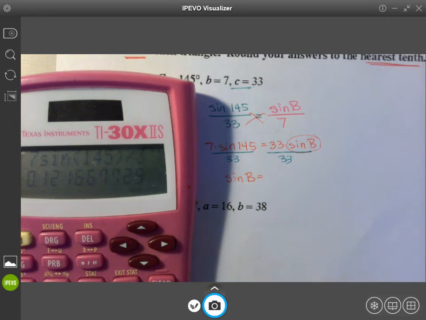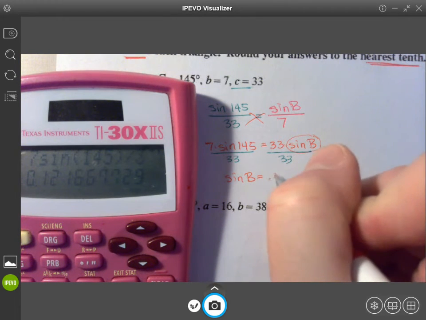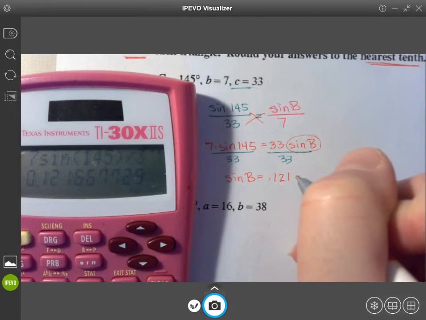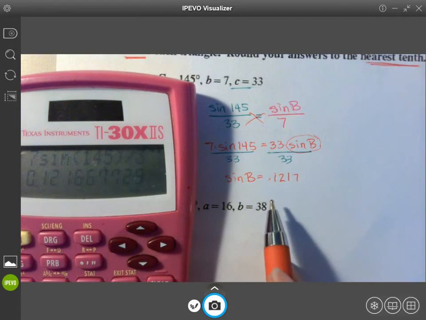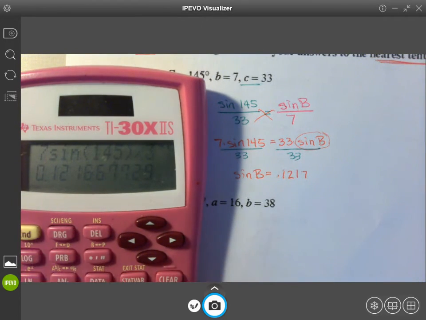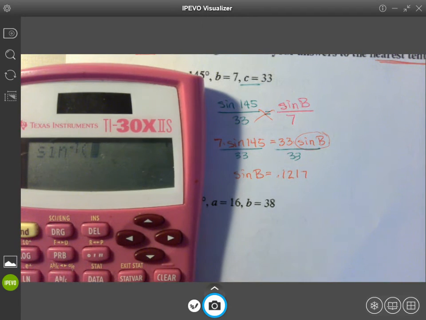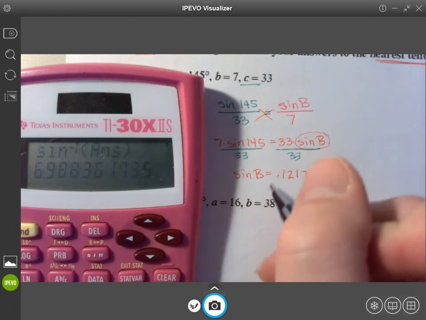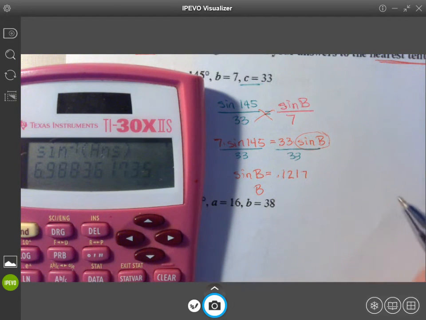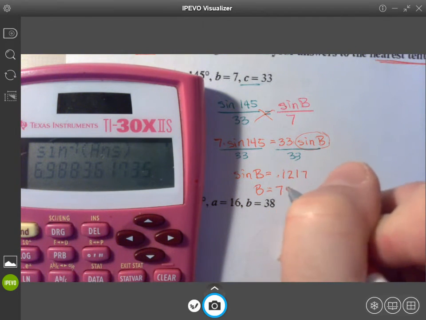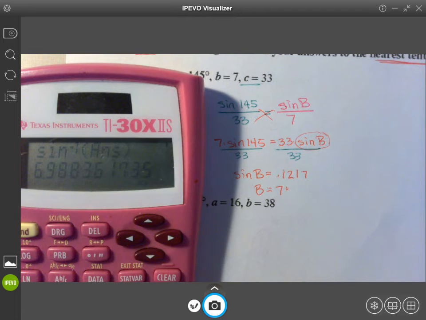All right. So I'm going to write this number down. I guess I'll round it here. But again, when I go to do my inverse, I'm going to type in using that answer key. And I get that angle B, or what is it? Yeah, angle B is 6.988, so that's going to round it to 7 degrees. So it's not a really big angle.